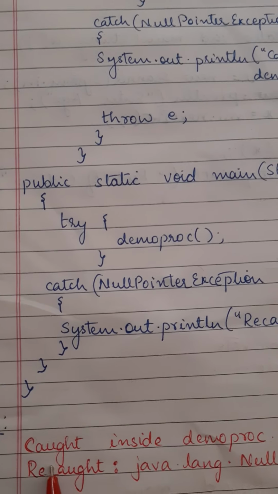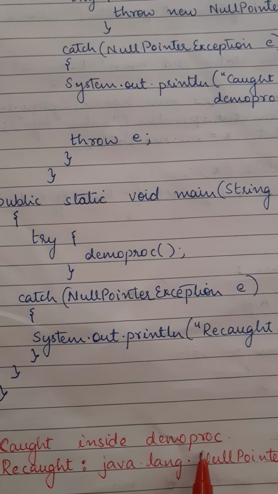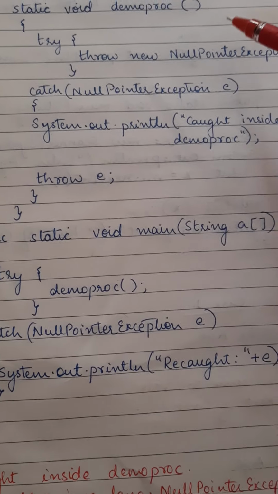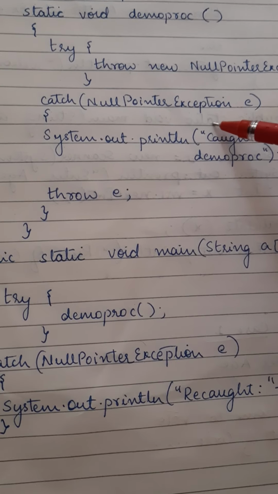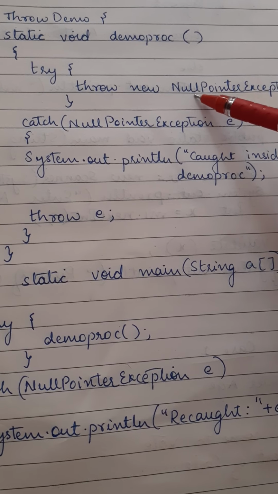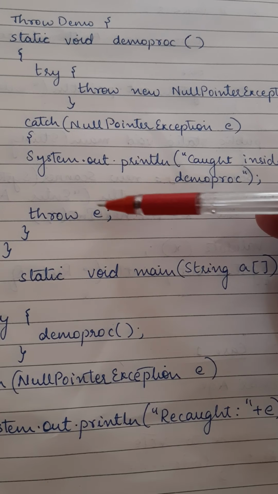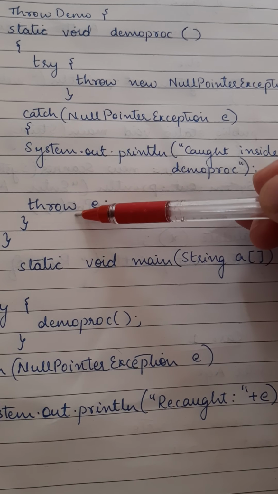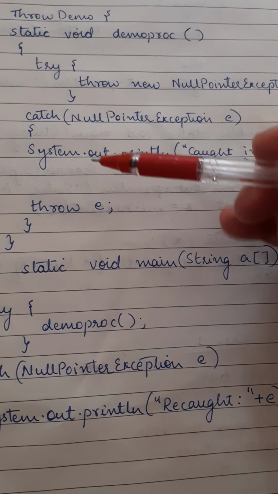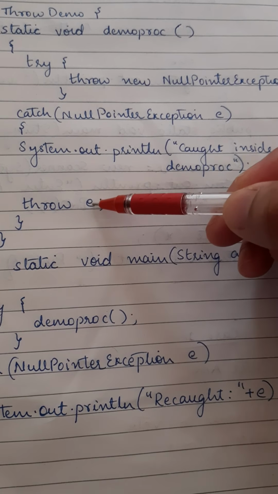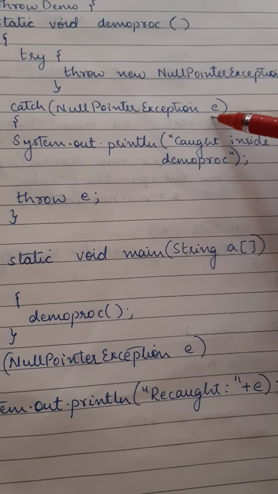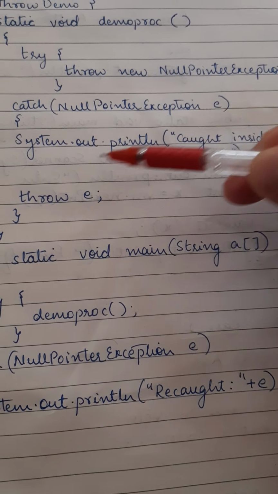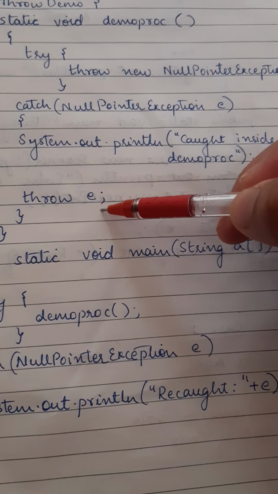You can see here, "caught inside demo procedure" is the first statement, because it has come to this block of code since the exception was thrown over here. Now again here I am rethrowing that same exception. So the throw keyword is used to throw the exception. When I say throw e, e is nothing else but an instance of the null pointer exception. So I am rethrowing the same exception.